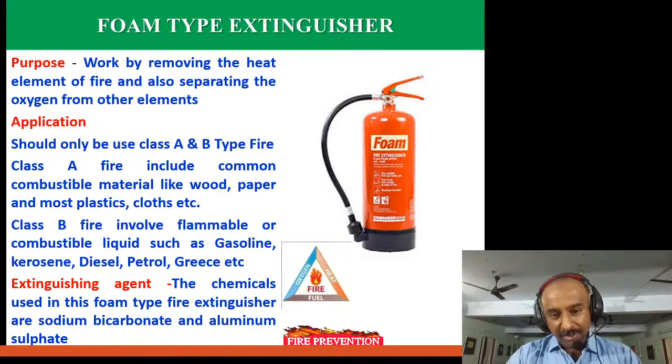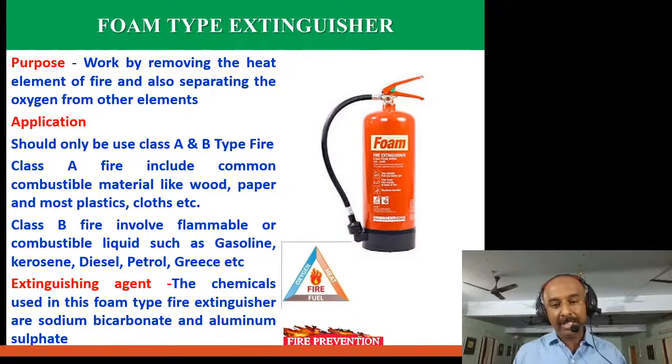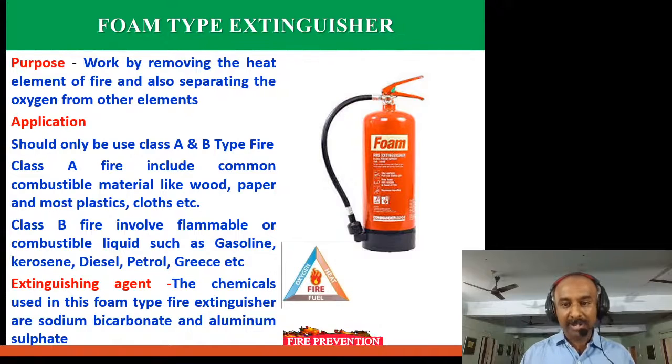So what is the extinguishing agent? The chemicals used in foam type extinguishers are sodium bicarbonate and aluminum sulfate, which may be used as fire suppression liquids to extinguish the fire. It is more suitable for A and B type fire. This extinguisher should not be used for electrical fire.